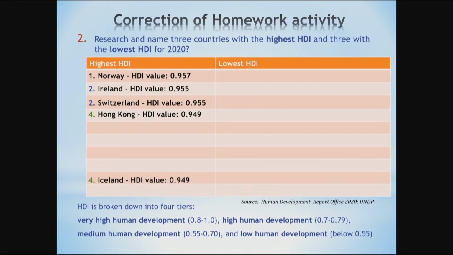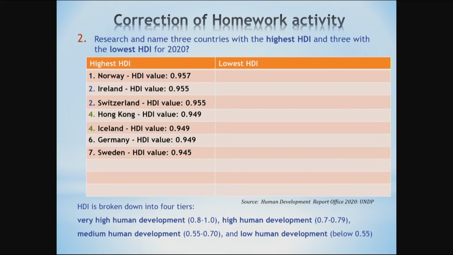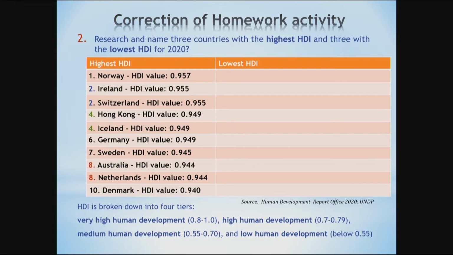Look at the value. Iceland, Germany, again Hong Kong and Iceland are at the same level with 0.949 HDI value. Germany next, sixth. Seventh is Sweden. Eighth is Australia, and Australia shares the same place as Netherlands with HDI value 0.944. And 10th place is Denmark with HDI value 0.940.